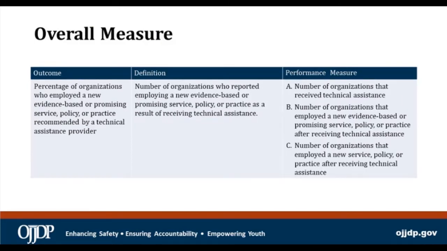For the percentage of organizations who employed a new evidence-based or promising service, policy, or practice recommended by a technical assistance provider, you will provide the number of organizations that received technical assistance. Then you will provide the number of organizations that employed a new evidence-based or promising service, policy, or practice. And then lastly, the number of organizations that employed a new service, policy, or practice after receiving technical assistance.